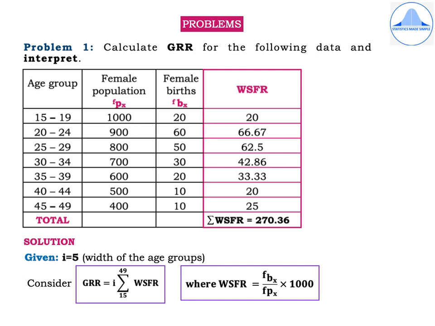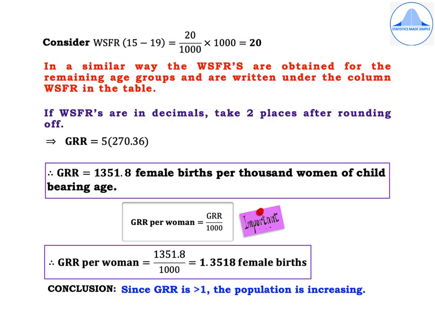Now let us write the formula for GRR. Consider GRR is equal to I into summation WSFR, where the summation ranges from 15 to 49, and WSFR is equal to FBX divided by FPX into 1000. Let us now find out WSFR for the age group 15 to 19, which is equal to 20 divided by 1000 into 1000, which is equal to 20.